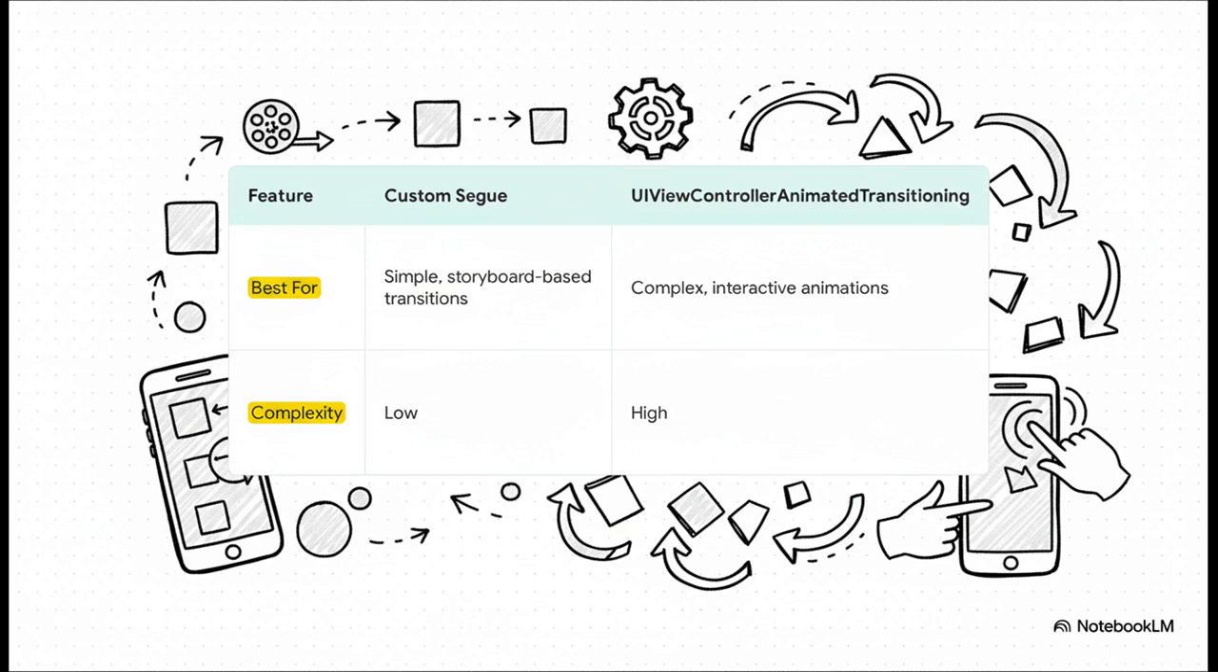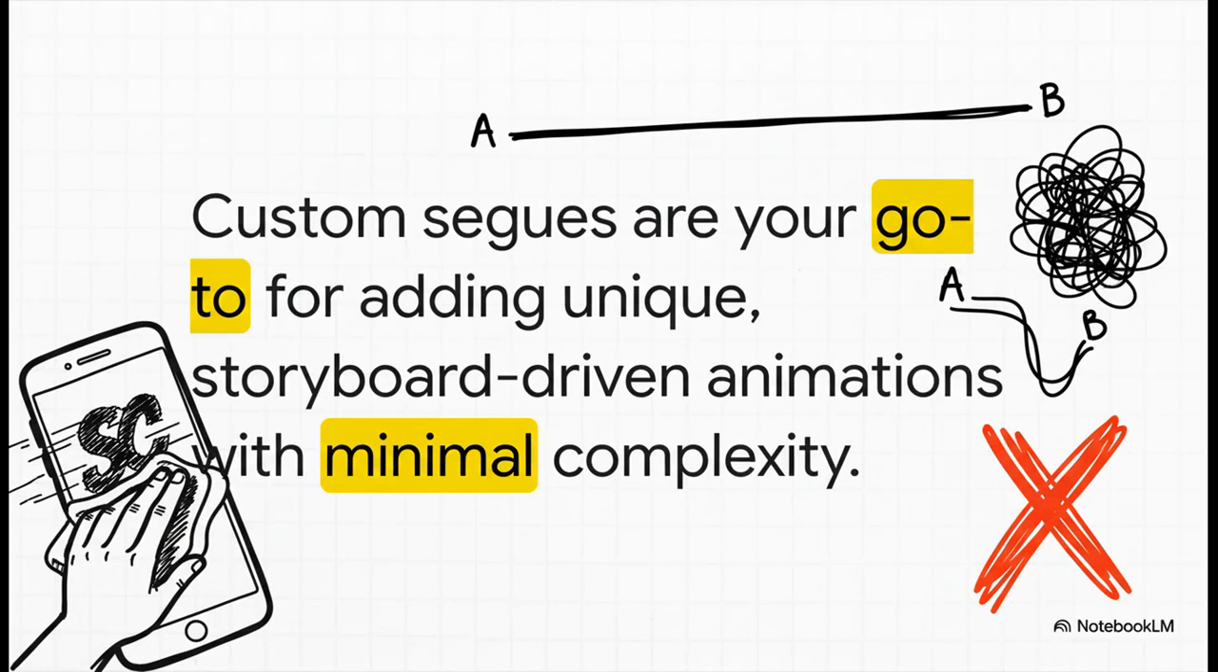But if you need something way more advanced, like a fully interactive, gesture-driven transition, you'll probably want to level up and explore a more powerful API like UIViewControllerAnimatedTransitioning. So the crucial point, the big takeaway here is this. Custom segues are your go-to for adding that extra layer of polish and brand identity. They're perfect for unique, storyboard-driven animations, all without getting bogged down in a ton of unnecessary complexity.